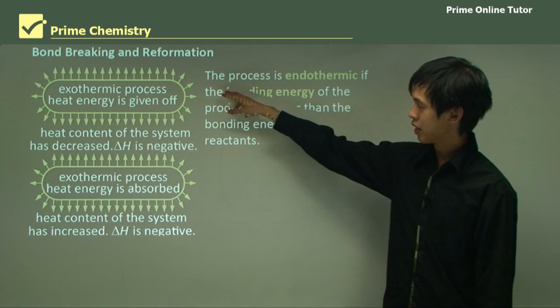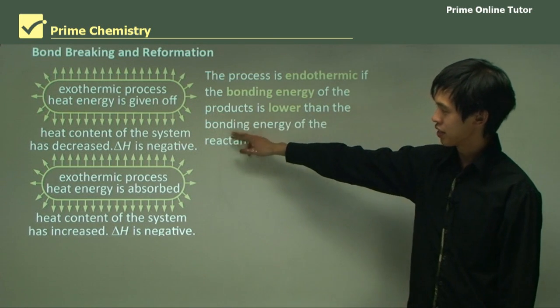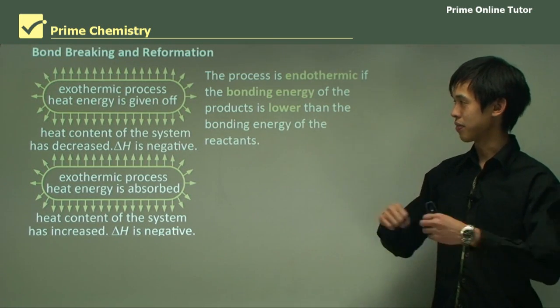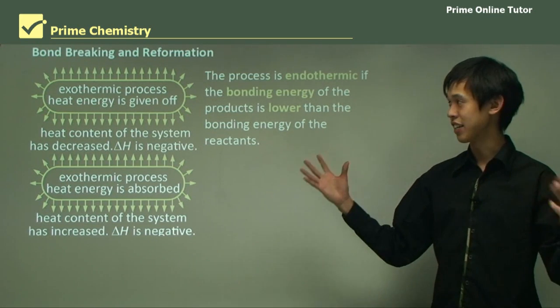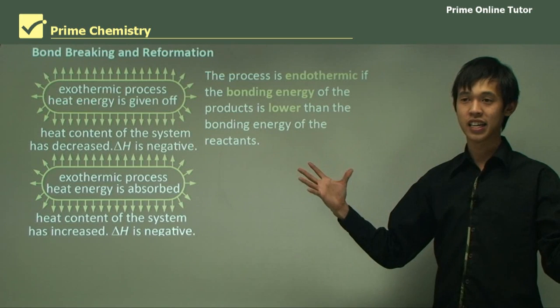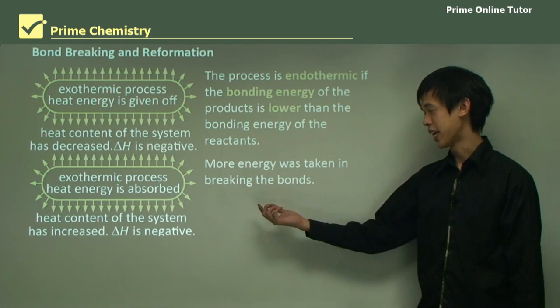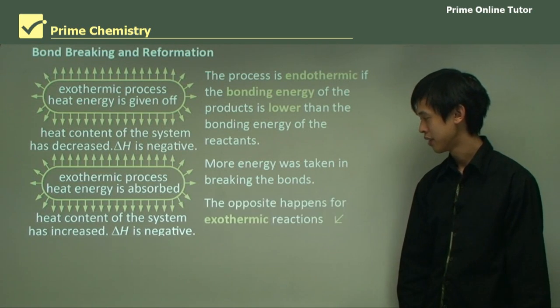So in an exothermic process, heat energy is given off. So the heat content of the system has decreased, so delta H is negative. But yeah, exothermic process, heat is released. Endothermic process, heat comes in. So more energy was taken in, breaking the bonds, okay? If we're talking about endothermic processes.